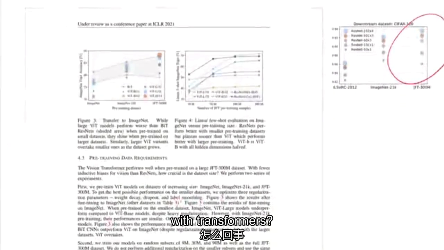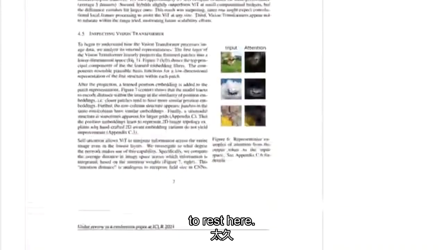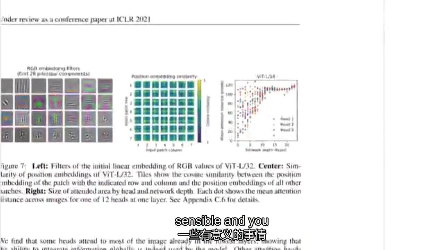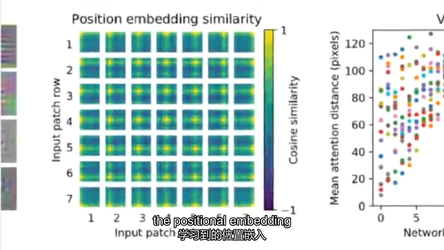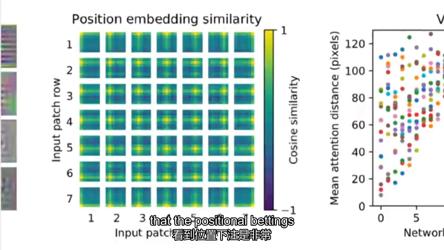What's the deal with transformers? And that's something I want to talk about. I don't want to go too much into the rest here. Of course, you can visualize the attention. You can see it's doing something sensible. And you can visualize the positional embeddings that are learned, which is pretty interesting. And you can see that the positional embeddings come out pretty sensible.